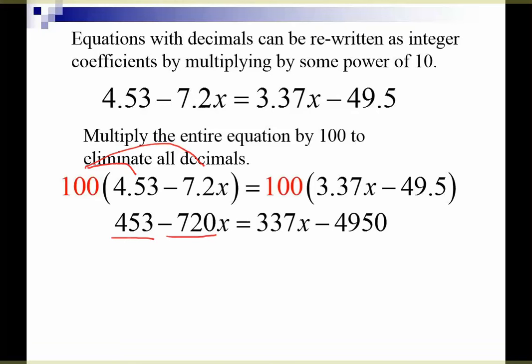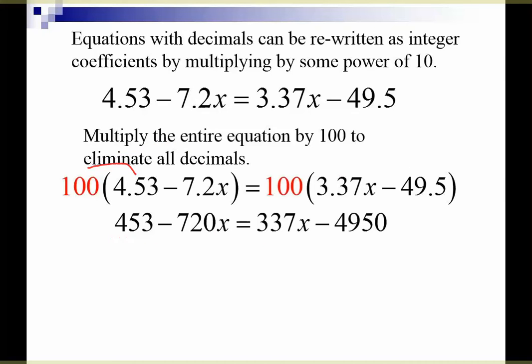Okay, on the right hand side, 100 times 3.37 is going to give you the 337x, and 100 times negative 49.5, remember that decimal is moving 2 places out to the right, that's going to give you negative 4,950. Okay, so notice now we have an equation, variables on both sides, but we're dealing with all whole number coefficients, all integer coefficients, I should say. All right, so let's practice solving that.